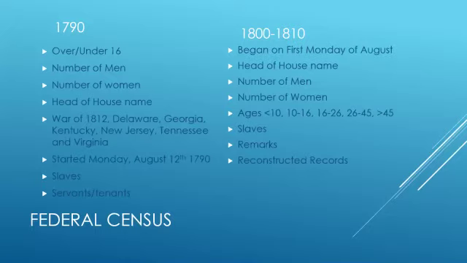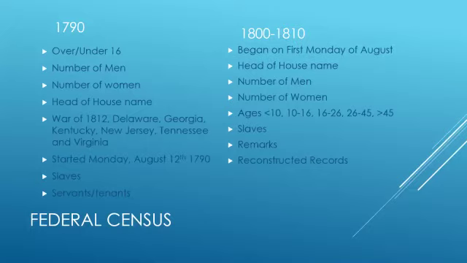Unfortunately, the War of 1812 destroyed many of the original census records, but you can still access some of them from Delaware, Georgia, Kentucky, New Jersey, Tennessee, and Virginia. Now, they didn't start taking down this information until August 12th. And they also counted the number of slaves and the number of servants and tenants. But the only name that they recorded was the head of household name. So if you are searching for someone who was not head of the household in 1790, it's going to be pretty difficult to find their name in that very first census.